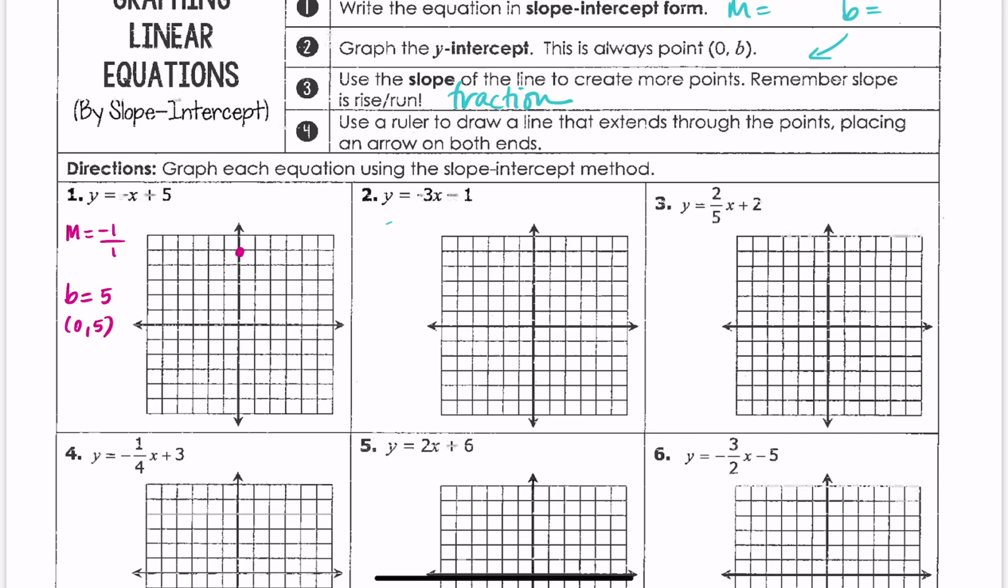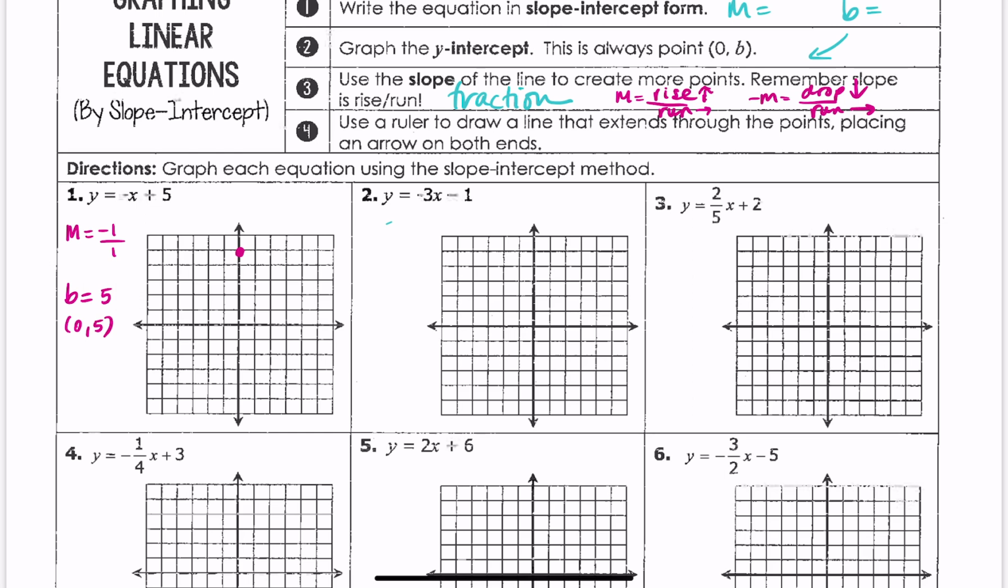Now I'm going to use my slope. And if you look, and I'm going to write this over here, slope is usually rise over run. So that means that you're going to go up and you're going to go to the right. But if you've got a negative slope, this is going to be a drop over a run. So you're going to drop and you're going to go to the right. So keep that in mind, positive, negative slope.